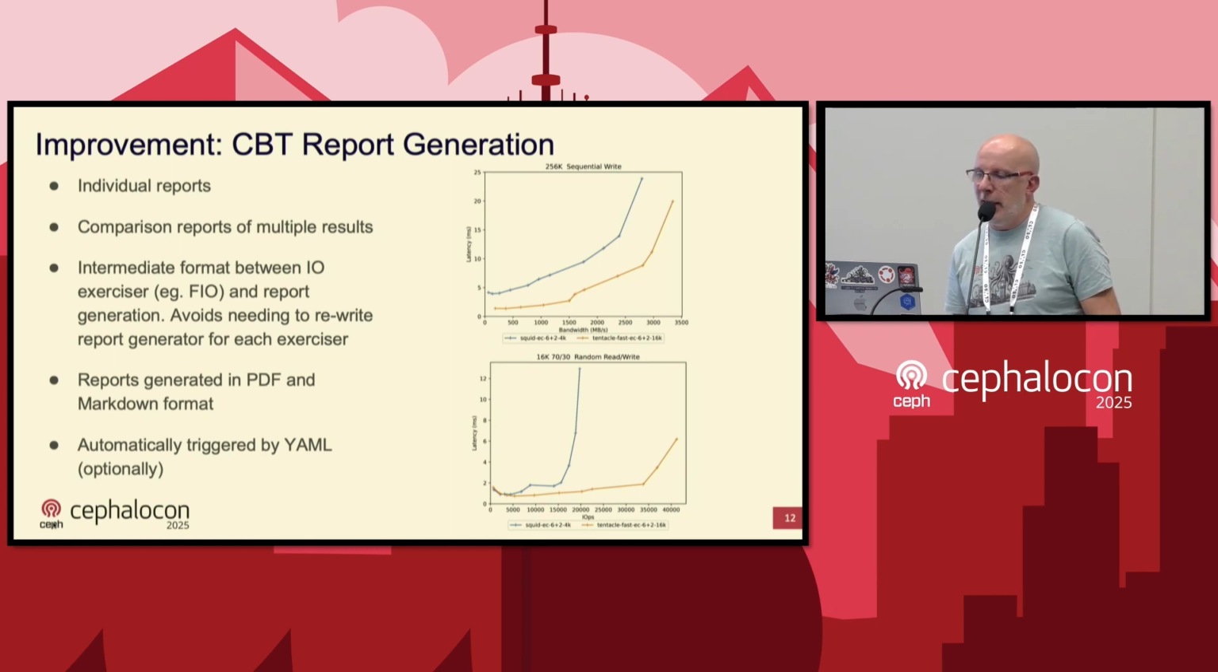To do this, we added a new intermediate format, which gets generated for the graph. Every time we add a new exerciser, all we need to do is create a new thin layer that converts the I/O exerciser output into the intermediate format, such as FIO. This means you avoid needing to rewrite the report generator for every exerciser that you support. Reports are generated in PDF and Markdown format, which are easily viewable in GitHub.